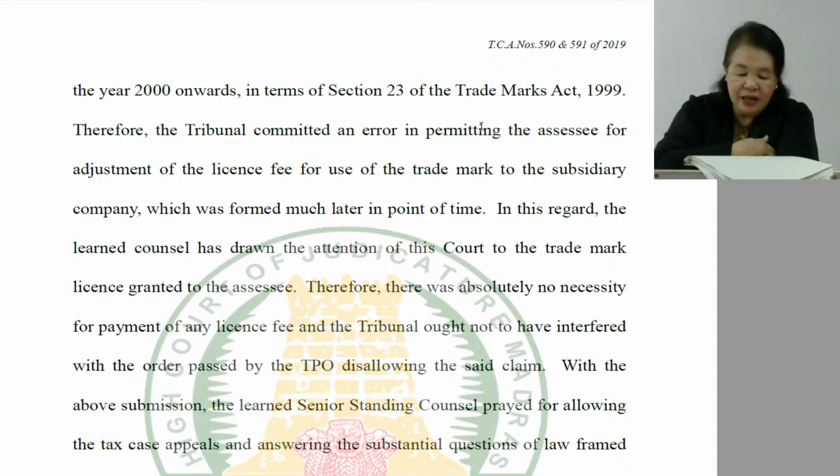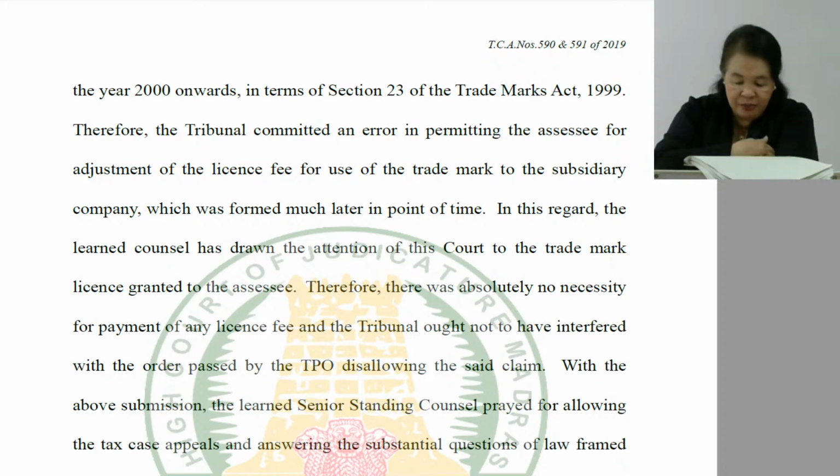So, in this regard, the learned counsel has drawn the attention of this court to the trademark license granted to the assessee. Therefore, there was absolutely no necessity for payment of any license fee, and the tribunal ought not to have interfered with the order passed by the TPO disallowing the said claim.